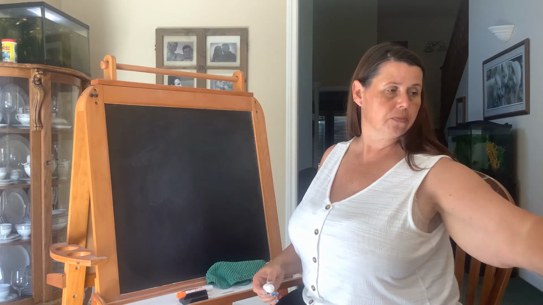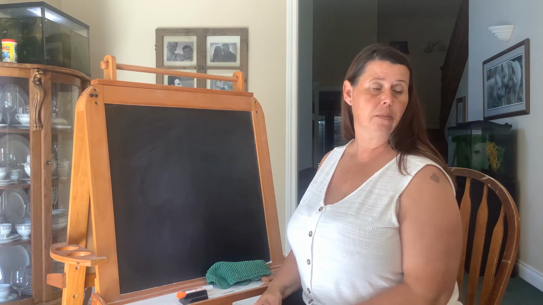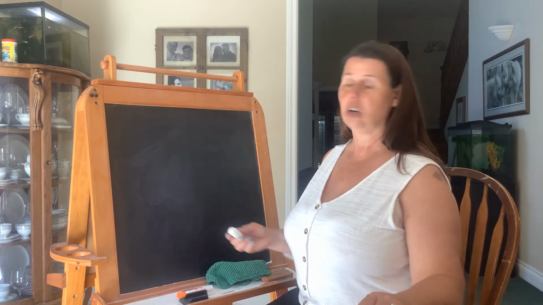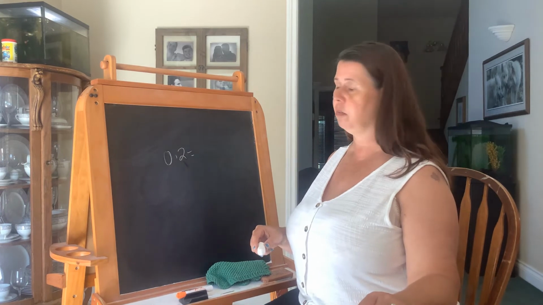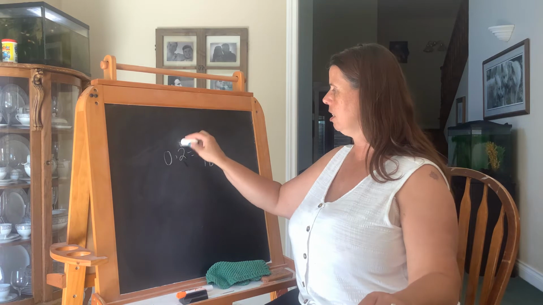Okay, number 2. Change each decimal to a fraction with a denominator of 10, 100, or 1,000. So we want a decimal fraction, right? So 0.2, if I asked you to change that to a fraction, 100% of you would say to me, decimal 2, 2 tenths. Got it, 2 in the tenths column.